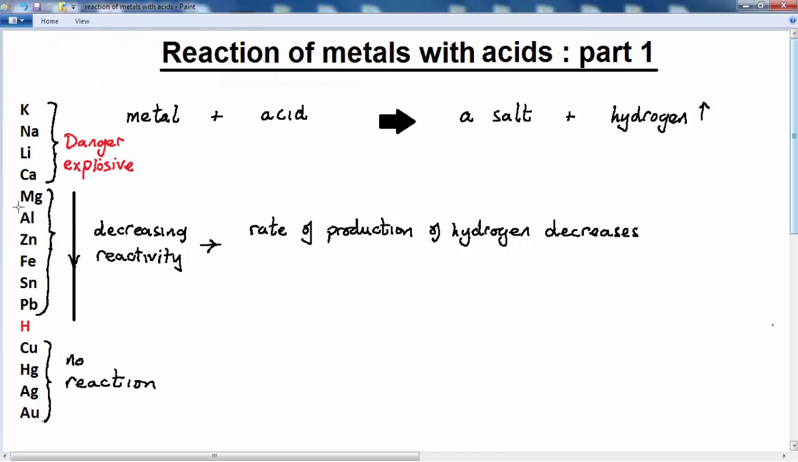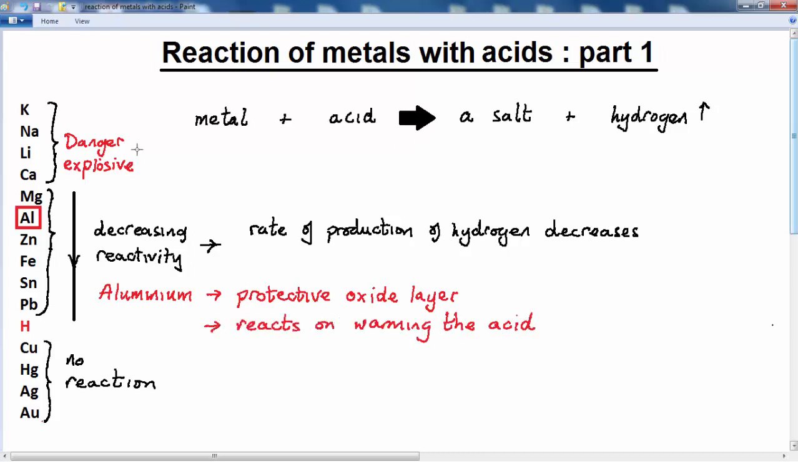Now, in the case of aluminium again, we'll just make this note. Aluminium again has a protective oxide layer, so in the case of cold dilute acids, it won't tend to react, but it will start to react as you warm up the acid. So I think it's on warming the acid.